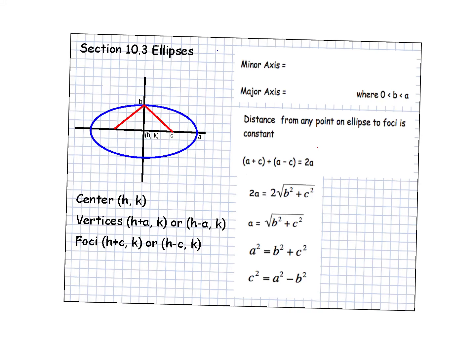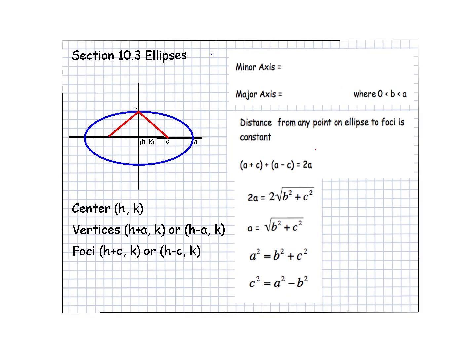Okay, so section 10.3 covers ellipses. Probably something that you didn't take a look at in Algebra 2. Maybe Algebra 2 Excel touches on it. I'm not totally positive on that. But essentially, when we look at an ellipse, it resembles an oval, right?